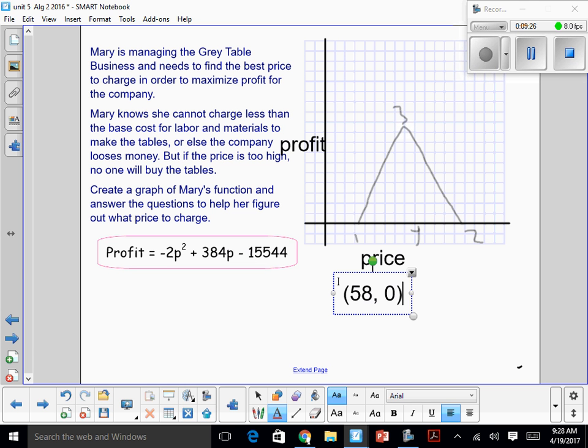What was the other one? 134. Now you figure, shoot, I'm gonna charge them up the wazoo so I can make all kinds of money. It costs me $58 for the stuff, but what if I double that? I charge them 134. You're still gonna make no money. Why aren't you making any money? Because nobody's buying your junk because it costs too much.